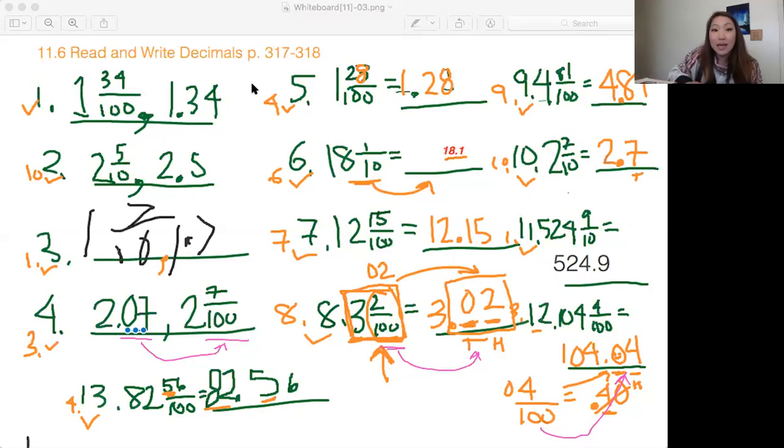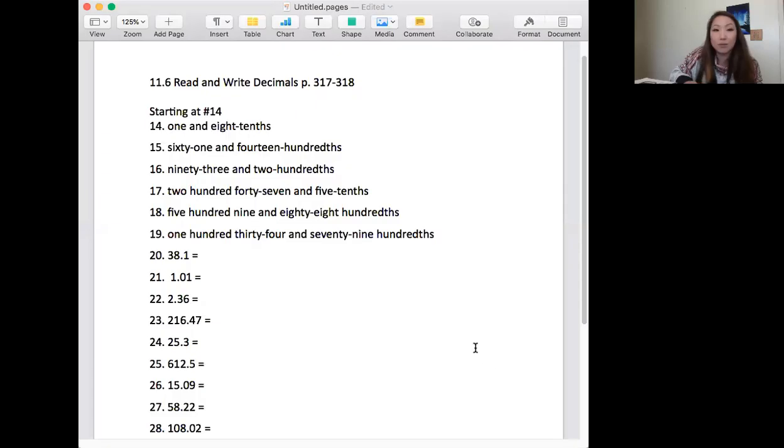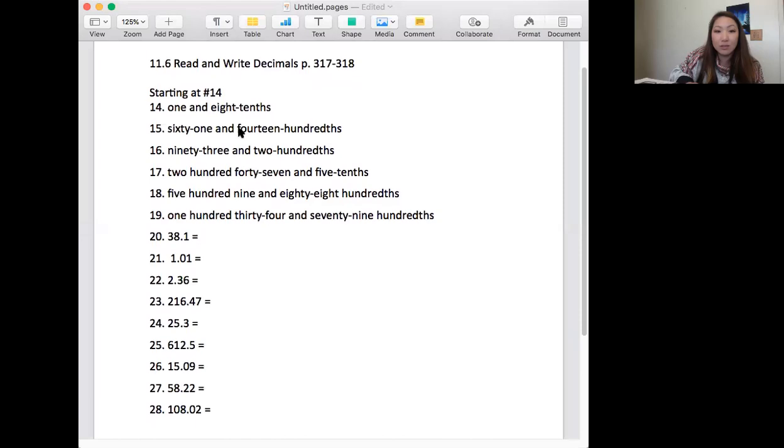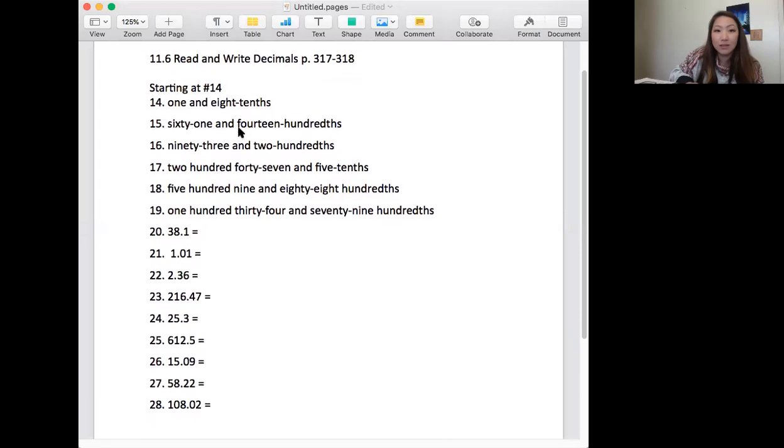Next, I'm going to show you the rest of the worksheet, the work page. So we're going to switch here to a different page. So we are going to go ahead and start at number 14. It says read and write decimals. So we're starting at number 14 on this page. I'm going to go ahead and write the answers down for you. I will use my pink.